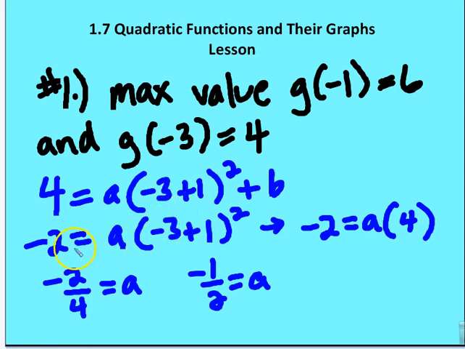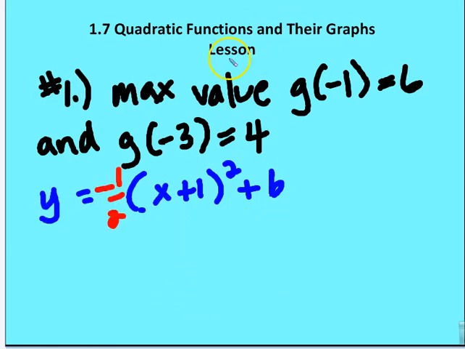I'm going to subtract 6 from both sides. -2 is equal to a times 4. Divide both sides by 4. -2 over 4 is equal to a. a is equal to -1/2. And then I'm going to substitute that value back in, and I solved.